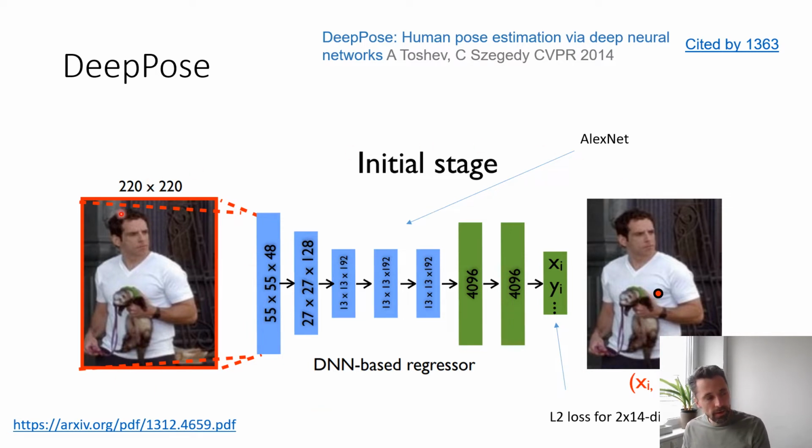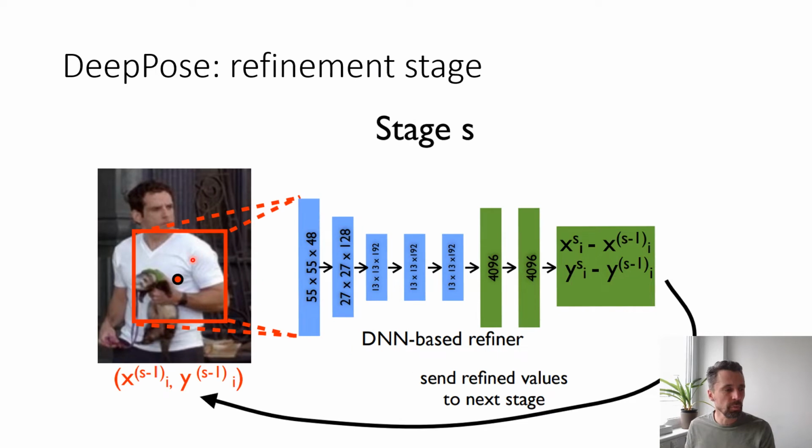Now, this came in two different stages. So first, a network received the entire image, proposed those 14 different positions, and then for those positions, we then put this into a second refiner network that was then used to predict refinement positions, and then you could iterate this a couple of times if you'd like to hopefully converge to the correct key point positions.